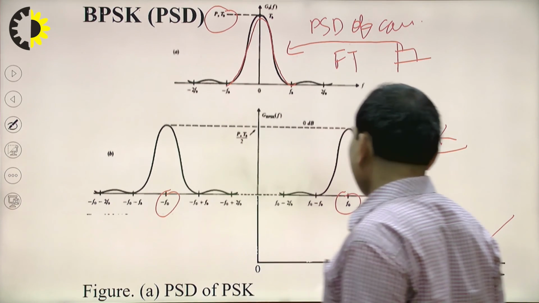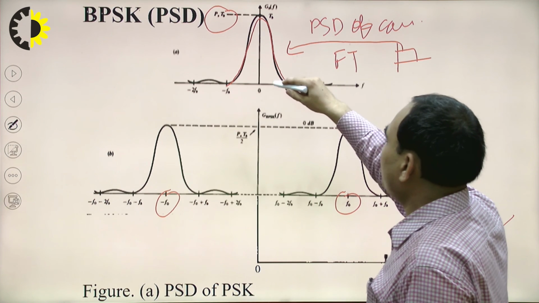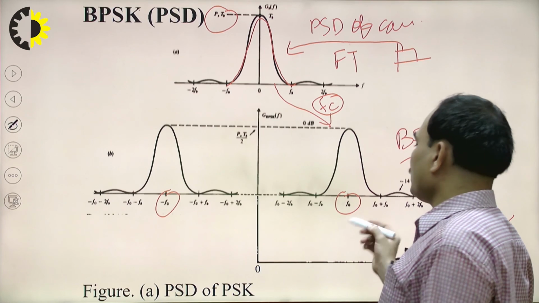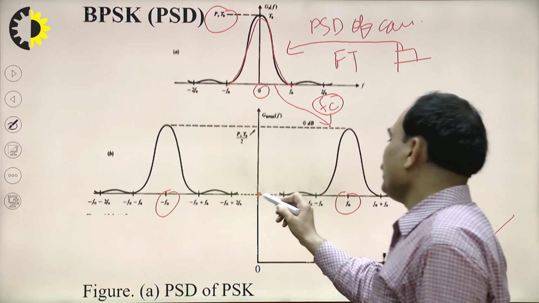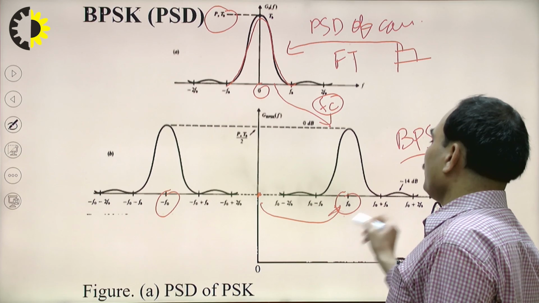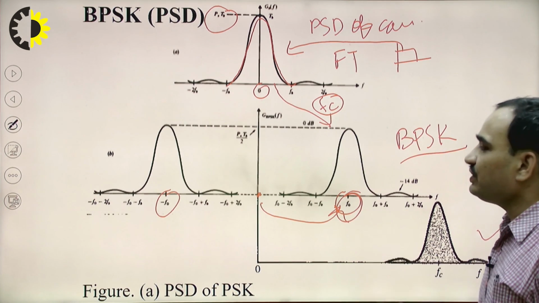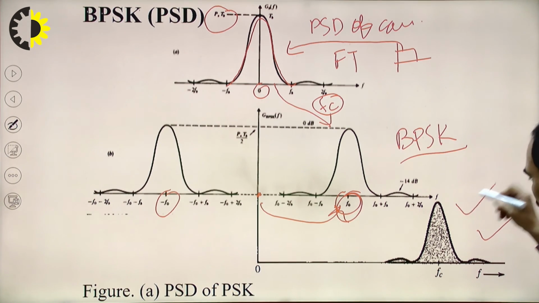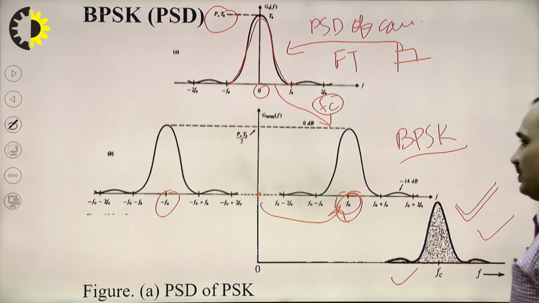Now when we multiply it with the carrier, the spectrum will be shifted by the carrier. So the DC-centered spectrum is shifted to the carrier frequency, and this sinc function we can see at the center frequency f0. If we are concerned only about the real frequencies, the real frequency spectrum is given by the third figure.